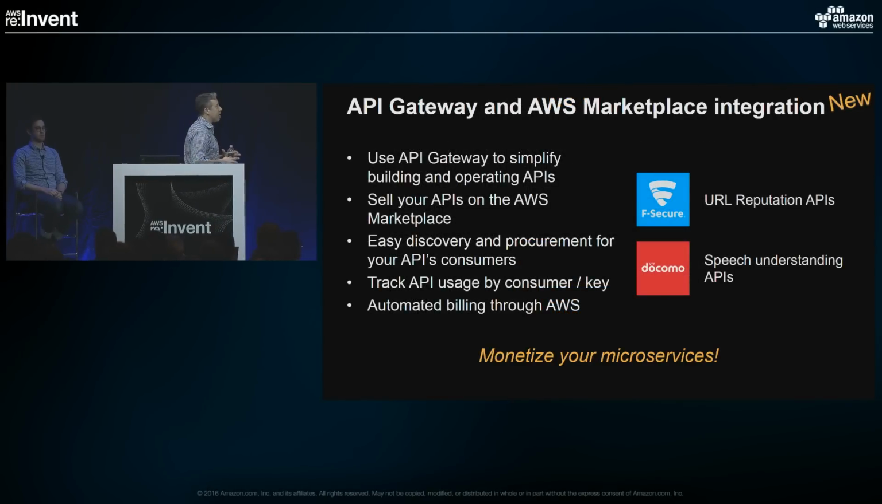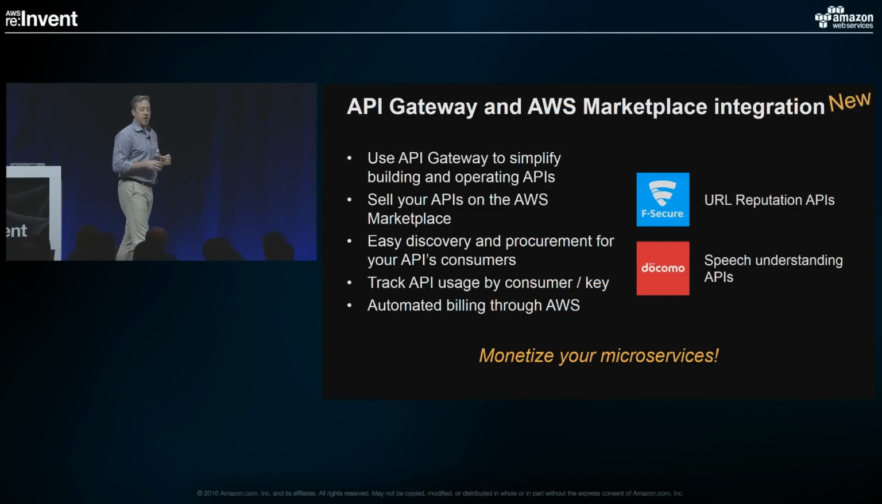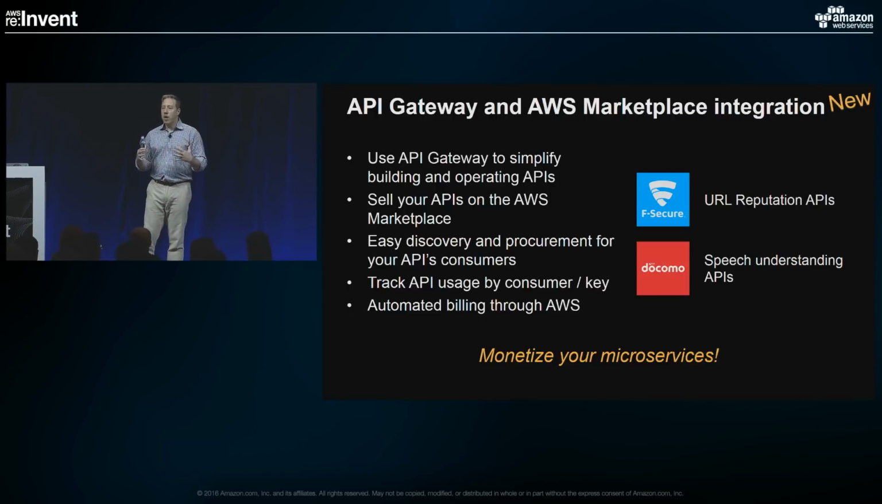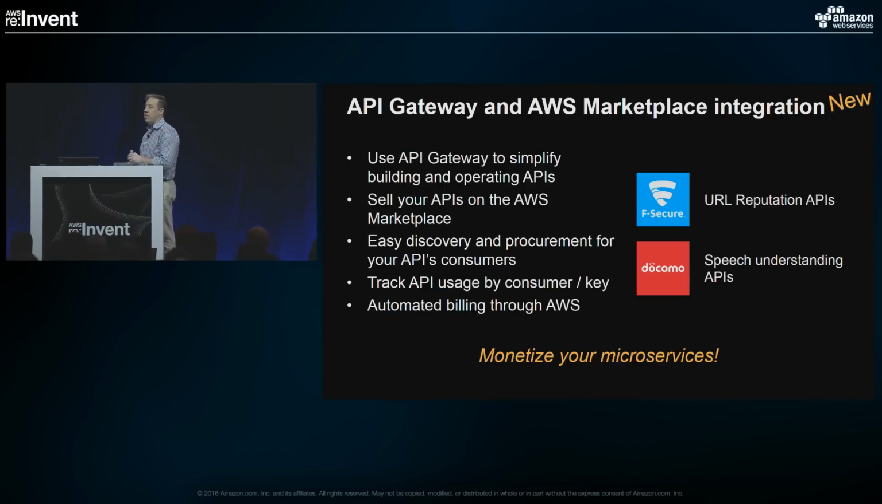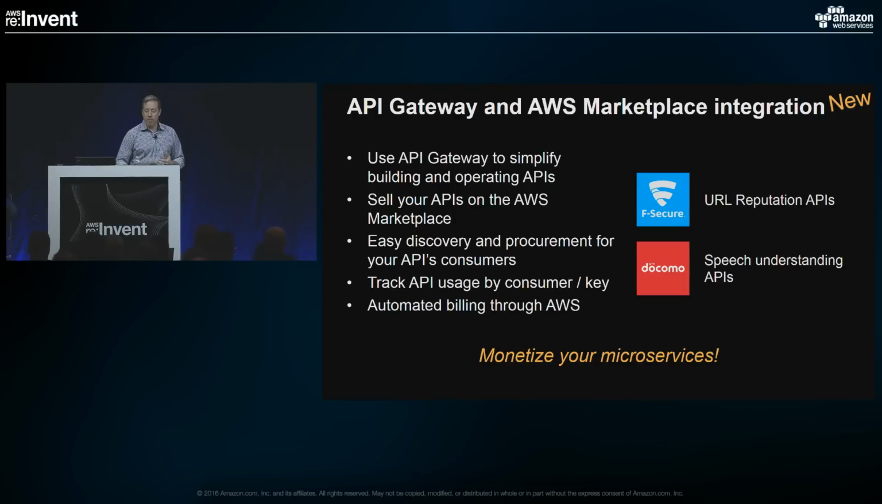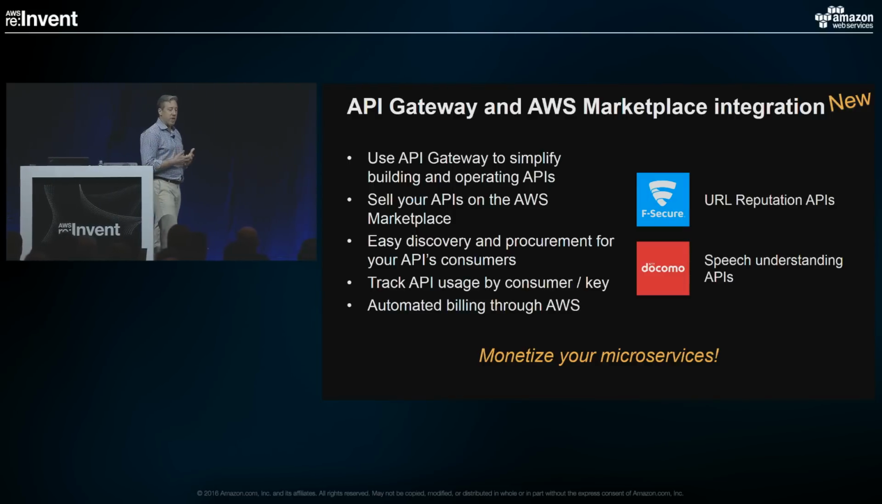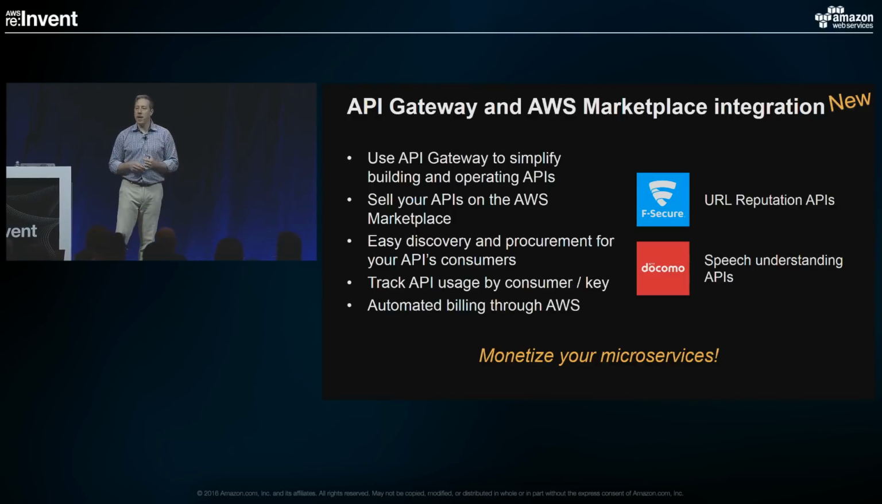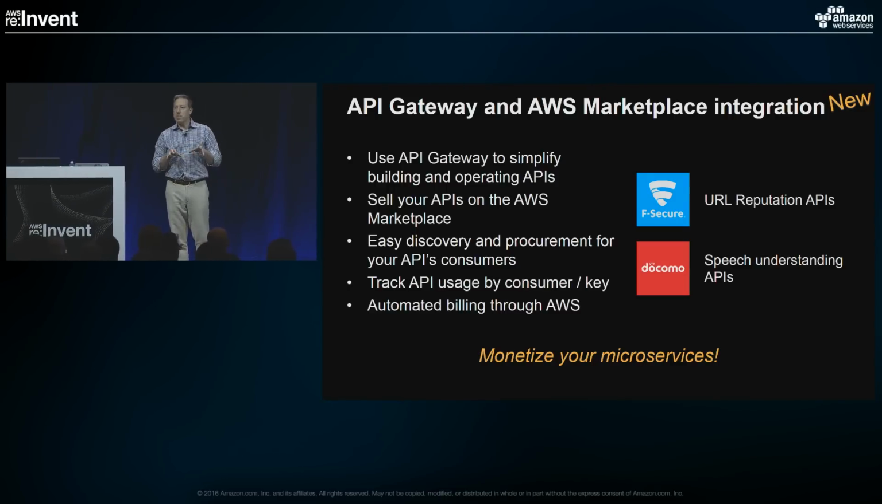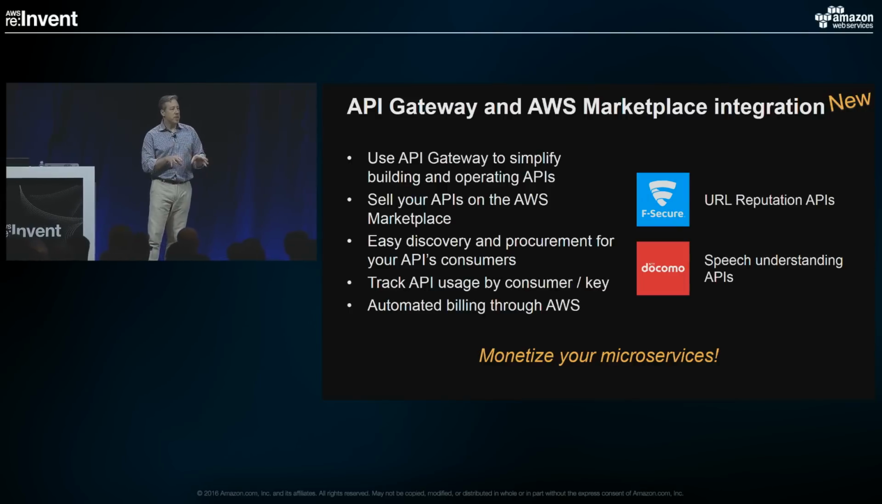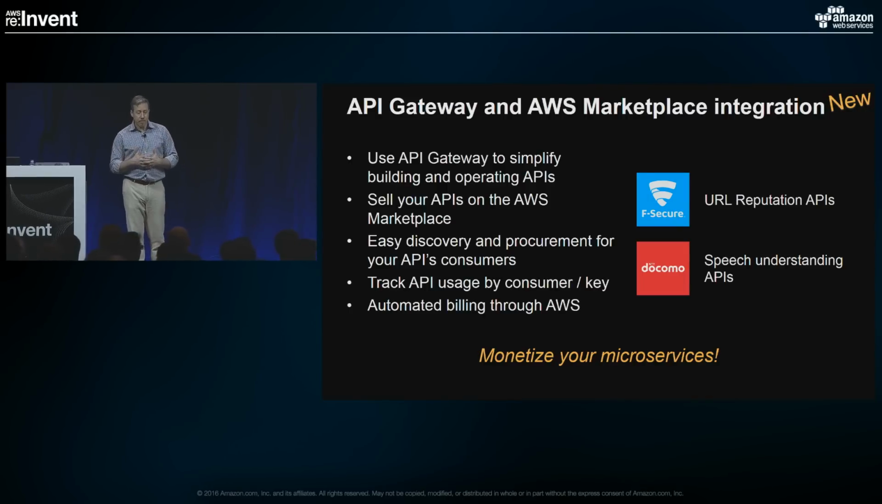Now, the other exciting thing about Gateway is marketplace integration. So lots of people today are using Gateway to manage and simplify the process of constructing and hosting APIs. AWS Marketplace has just recently announced support for API products. And so, of course, it was very natural for us to put these two things together to make it super simple for API Gateway APIs to be hosted on the marketplace. And this helps people who are looking for your APIs easily discover what they want. They can go procure it.